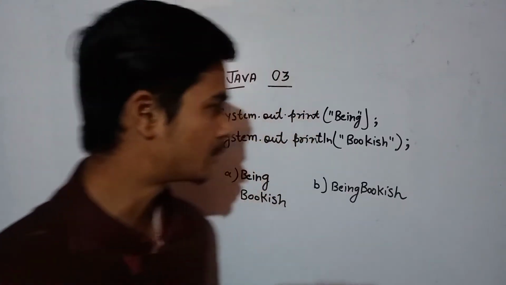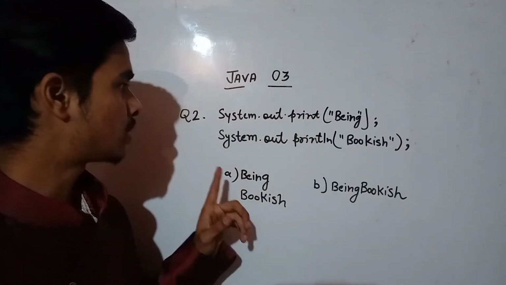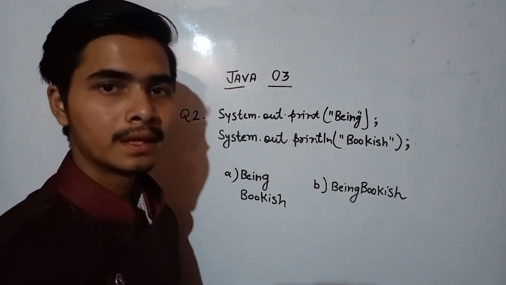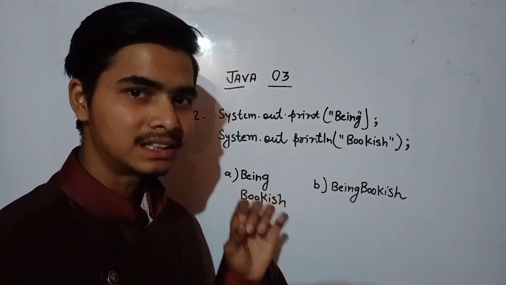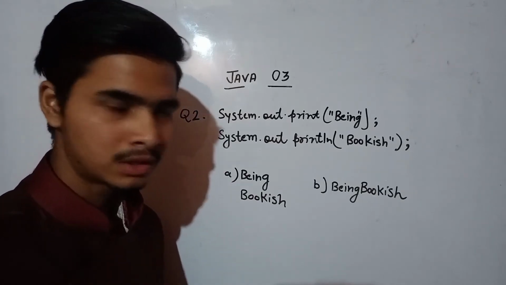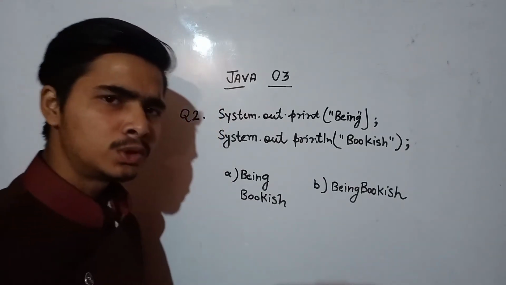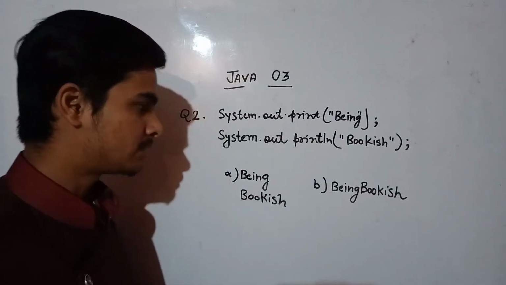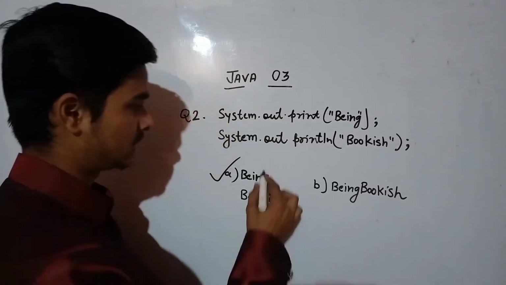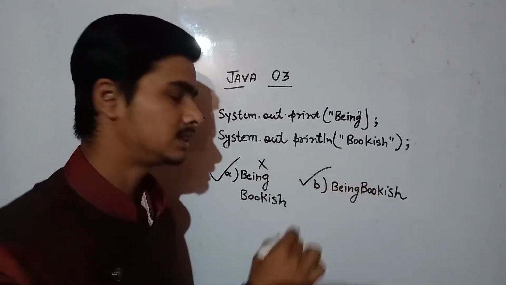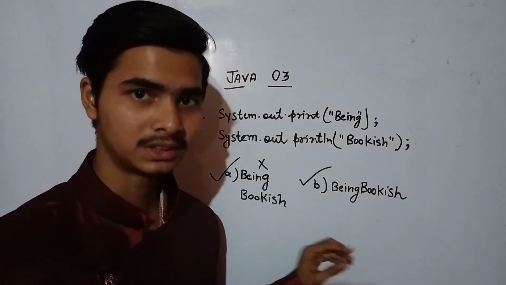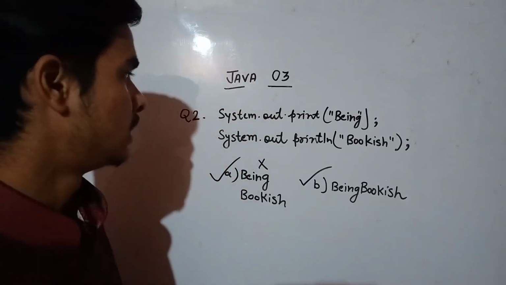So here comes the second question, which is this: System.out.print being, System.out.println Bookish. Now think and please answer me correctly. What is the correct option between these? See, I think most of you who are just beginners might have opted for this answer, but this answer is wrong. This answer is not correct and this is correct. And if you have chosen this option, then you are correct. Okay, congrats.